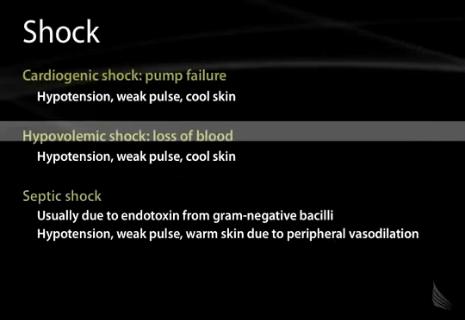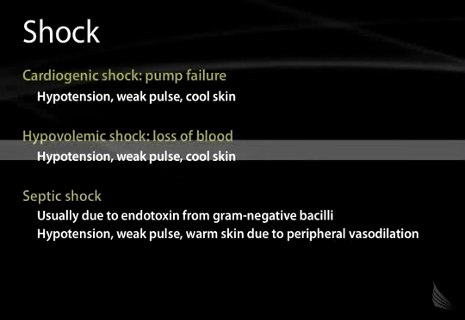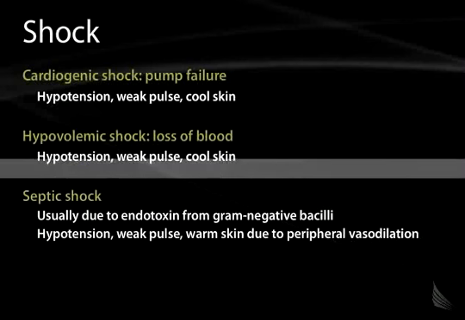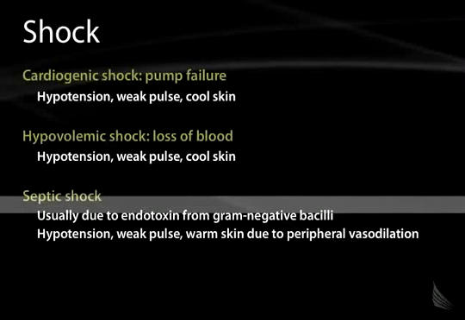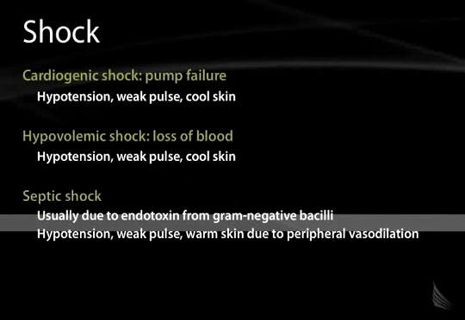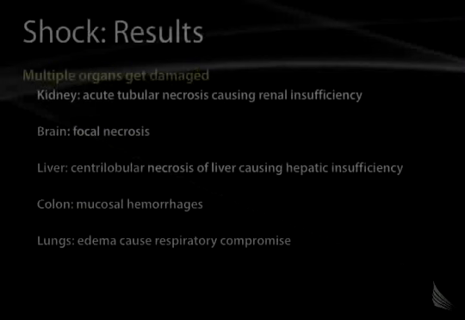Hypovolemic shock, as the name implies, is due to loss of volume, usually blood volume. Again, these patients will present similarly to patients with cardiogenic shock with hypotension, weak pulse, and cool skin. Septic shock is generally due to endotoxin release from gram-negative bacilli. Here what one will see is hypotension and weak pulse, but contrary to the sort of effects that one sees with cardiogenic or hypovolemic shock, these patients will present with warm skin due to peripheral vasodilation.